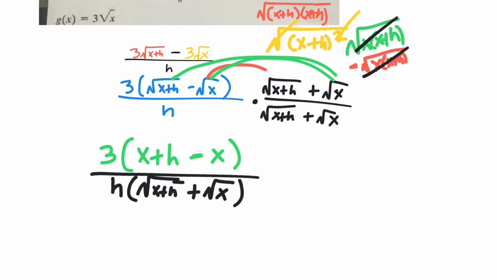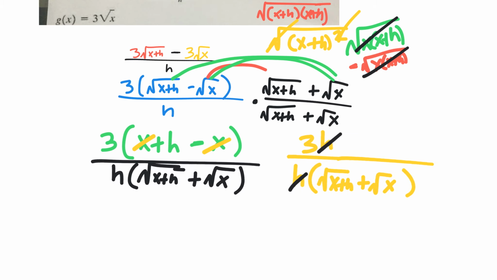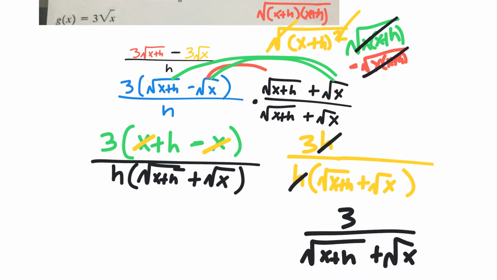Now we look in the numerator to see if we get anything that will cancel. x minus x is 0, so I've just got 3 times h over h times the square root of x plus h plus the square root of x. Now look, I have an h factored in the denominator and an h being multiplied in the numerator, so those cancel each other out. And so that leaves me with just 3 over the square root of x plus h plus the square root of x.